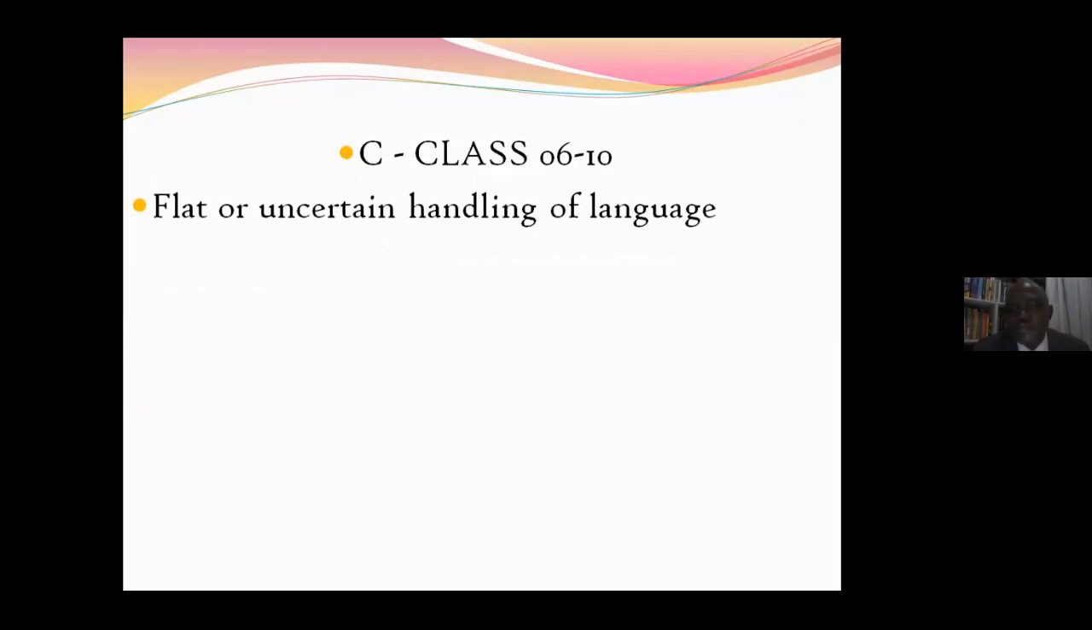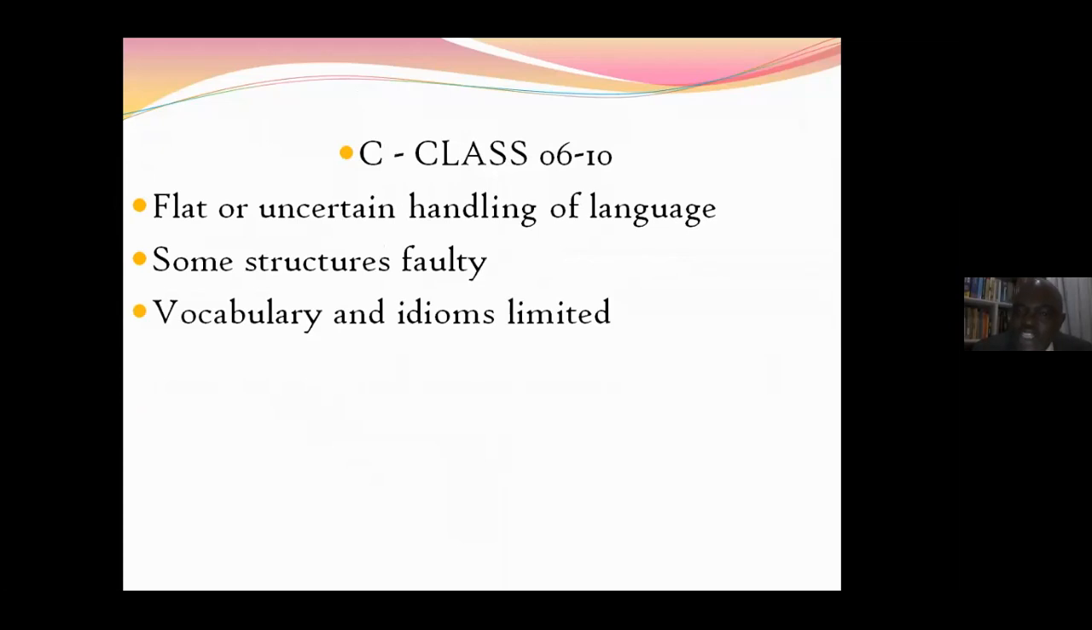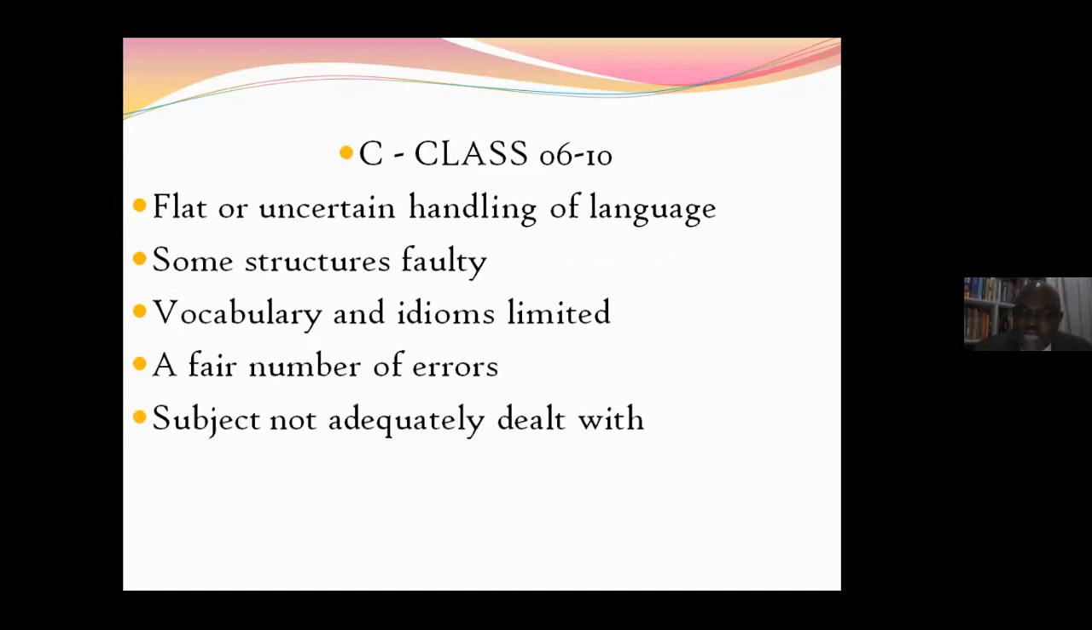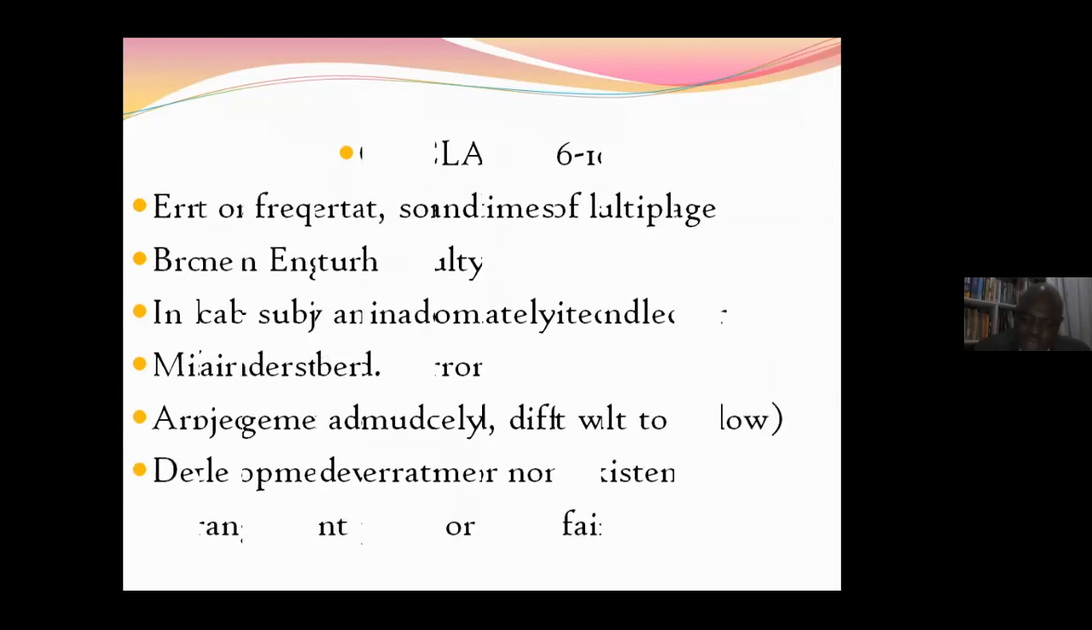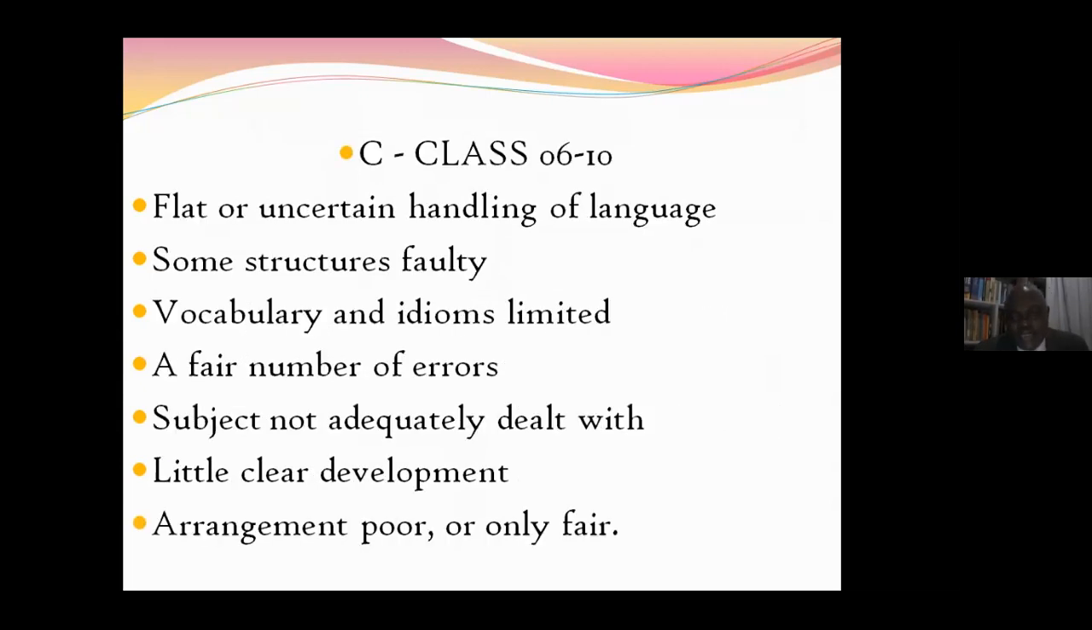C script, 6 to 10. Flat to uncertain handling of language. Some structures, not all structures, but some structures. Vocabulary and idiom, limited. Not that it is not there, but it is just limited. A fair number of errors. Subject not adequately dealt with, little clear development, arrangement poor or only fair. That is a C essay which should attract 6 to 10.